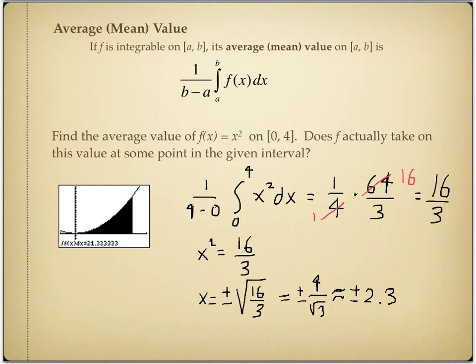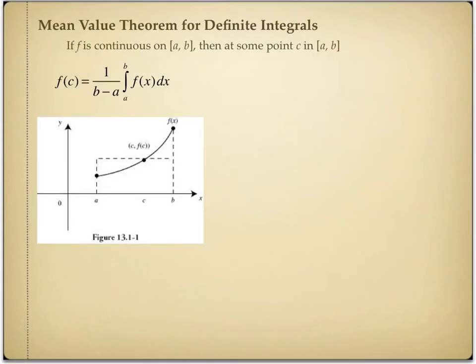Positive 2.3 is certainly in this interval here between 0 and 4. So yeah, that function actually does take on that value someplace in that interval. So average mean value, just another way of looking at integrals. Alright, one last slide here, the mean value theorem for integrals.